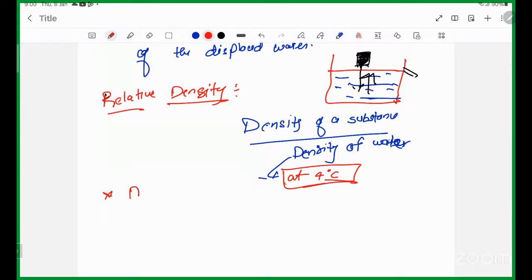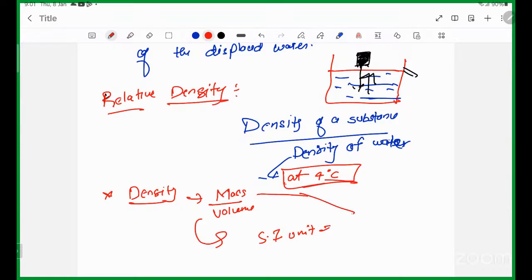In case of water, density is equal to mass upon volume. We know it. And the SI unit of density is, mass is in kg and volume is in meters cube. So this will be the SI unit of density.